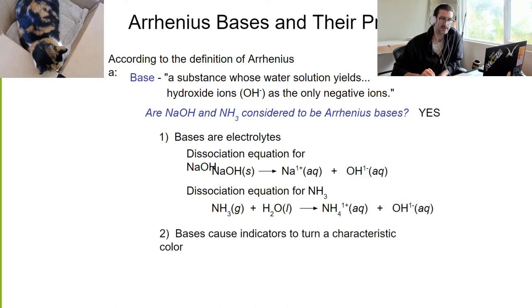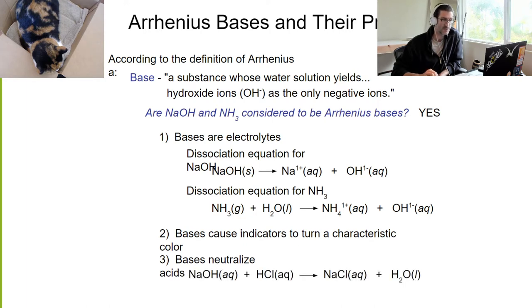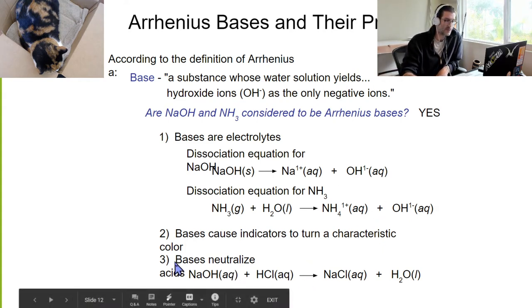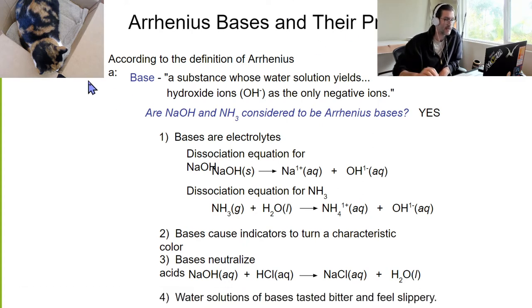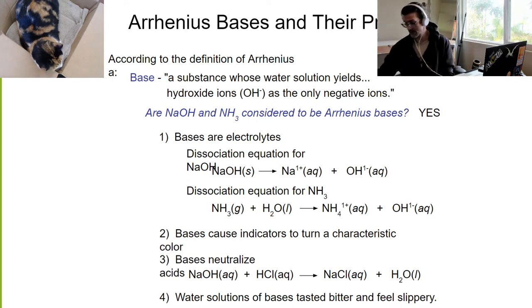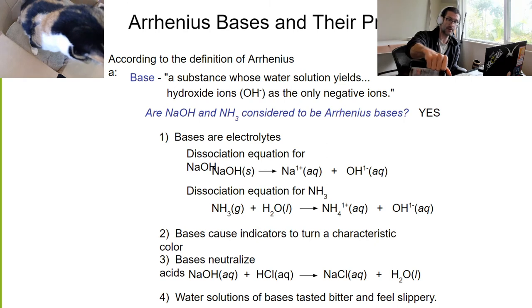Bases will cause acid-base indicators to turn a characteristic color. They'll neutralize acids. So sodium hydroxide and hydrochloric acid will yield, with our double replacement reaction, sodium chloride and H2O. And finally, water solutions of bases taste bitter and feel slippery.